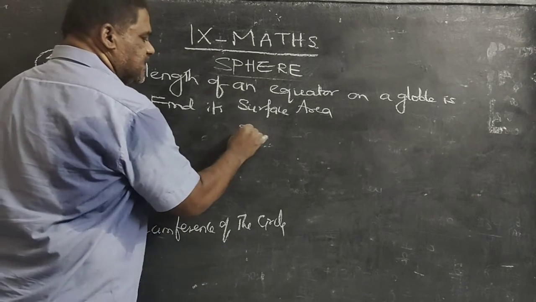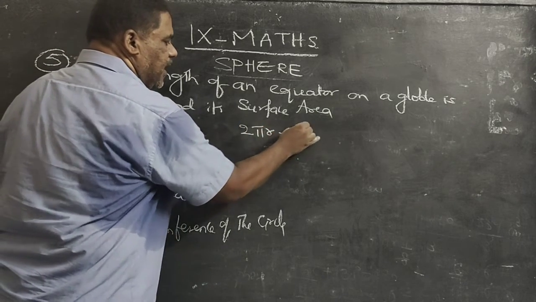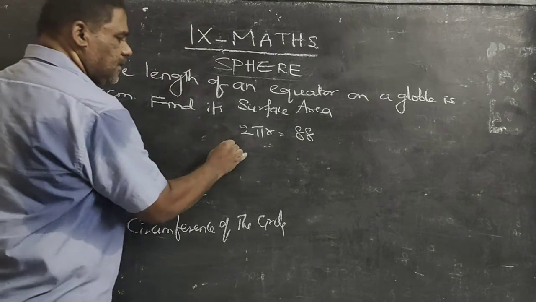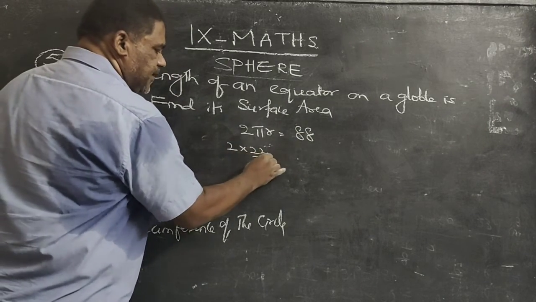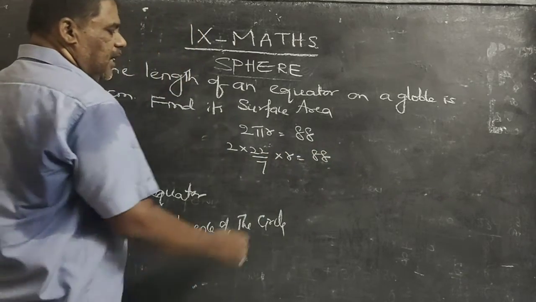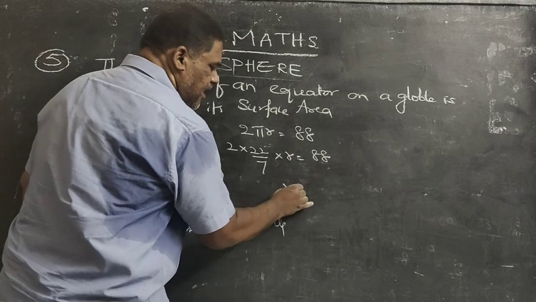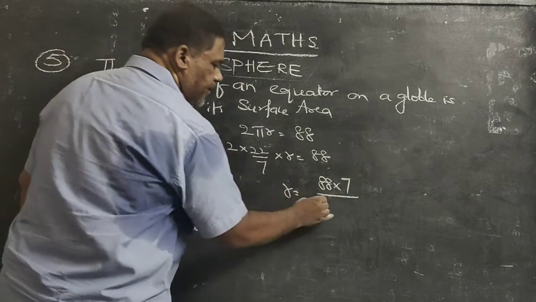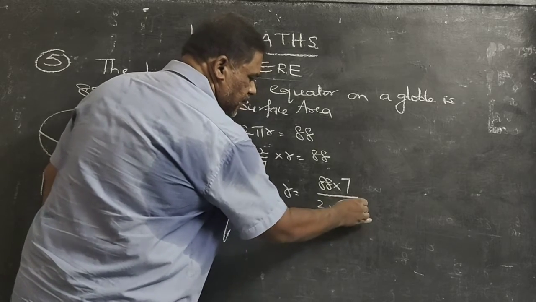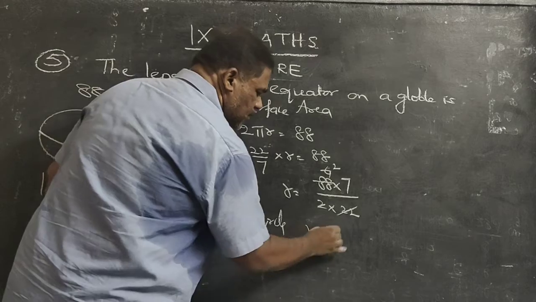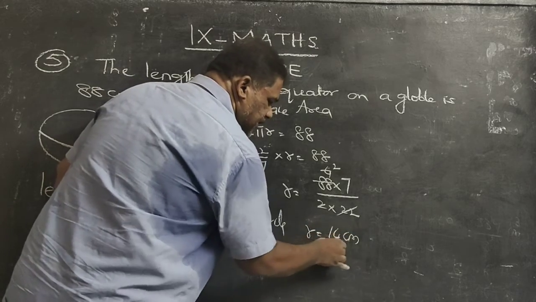Circumference of the circle is given by the formula 2 pi r. Length of the equator is given as 88. 2 into pi, which is 22 by 7, into radius is 88. Let us find out r. Let us make r the subject. 88 into 7, and this 2 into 22 comes in the denominator. 22 fours, 2 2s. So radius is equal to 14 centimeters.